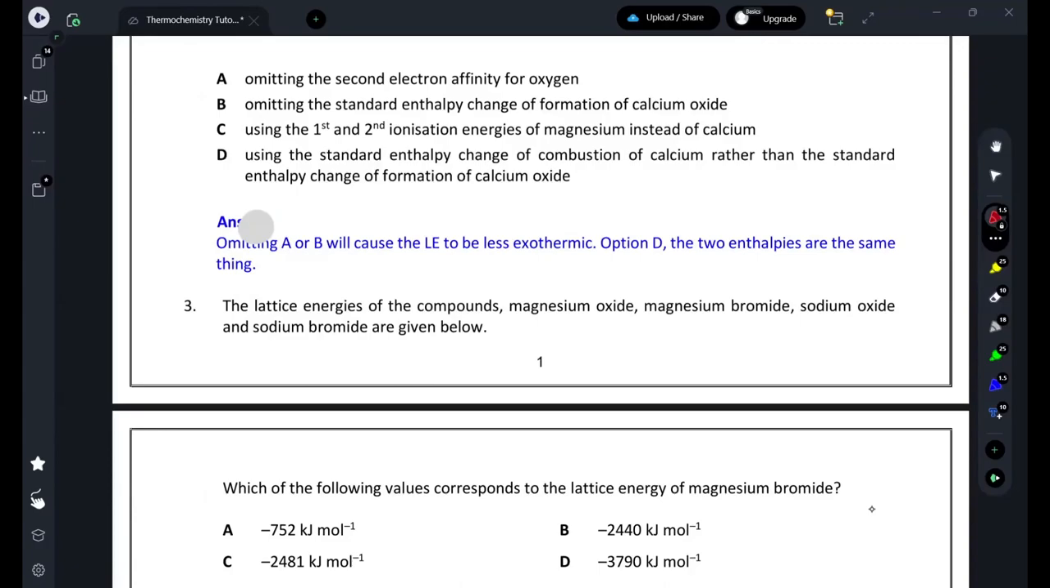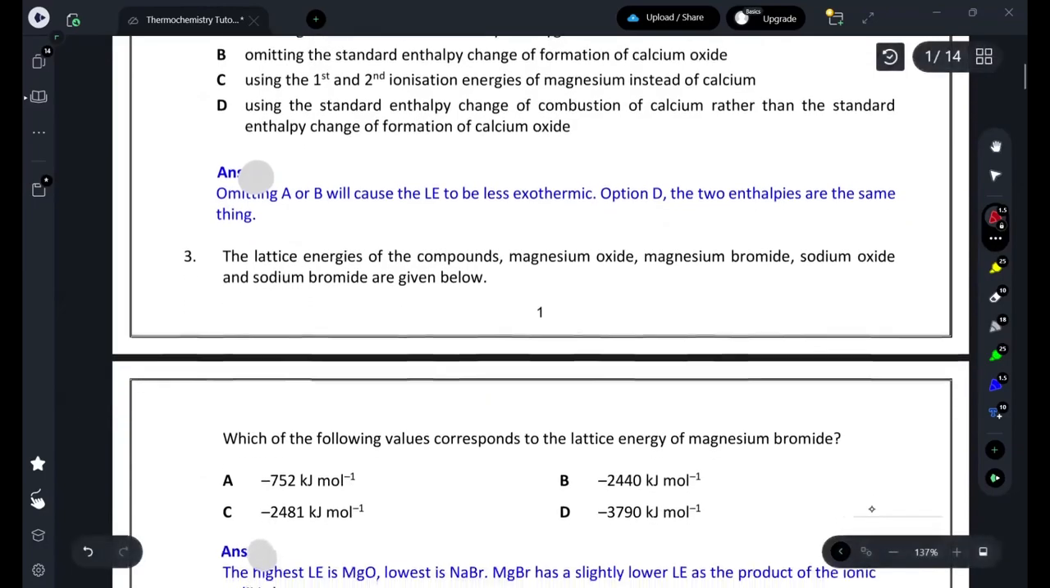Anyone knows how to do question three? Chin, you know how to do question three? B? B is the correct answer. How do you know it's B?